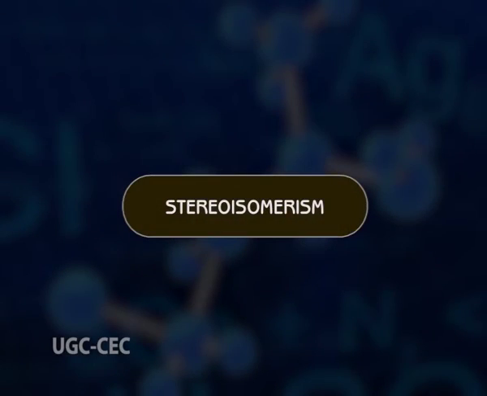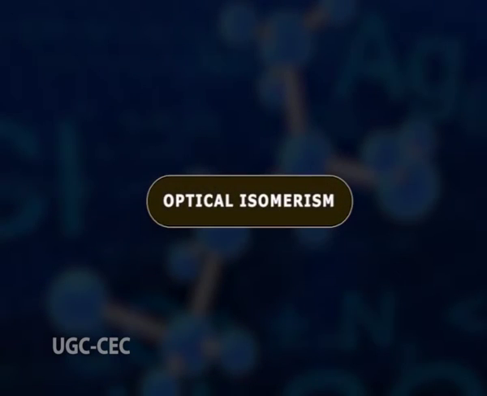Now let's study the topic stereoisomerism. The subject of isomerism can be divided into optical isomerism and geometrical or cis-trans isomerism. First, optical isomerism.